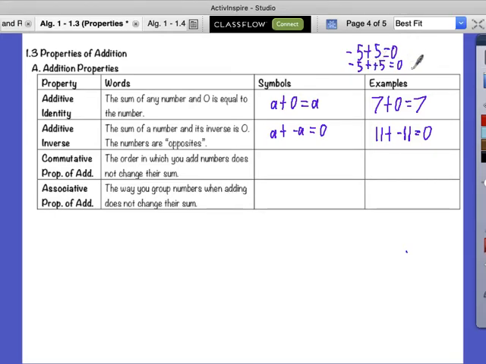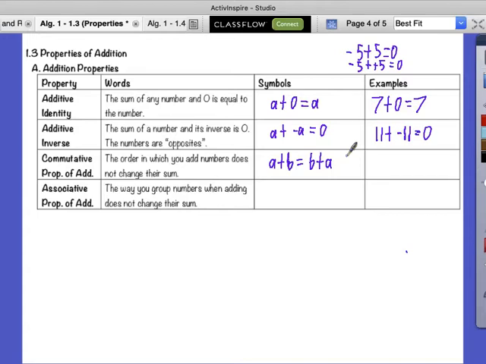Commutative property of addition. You guys might remember hearing about commutative property, associative property, and not know which one's which. Commutative property: the order in which you add numbers does not change their sum. So whether you have A plus B, or B plus A, it's the same thing.